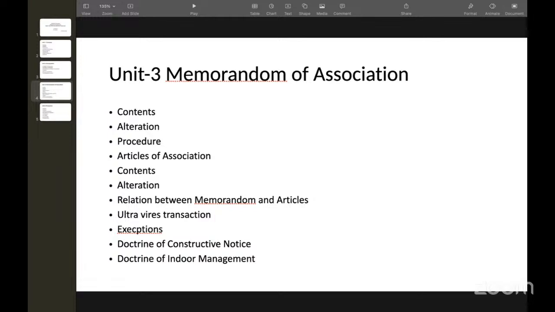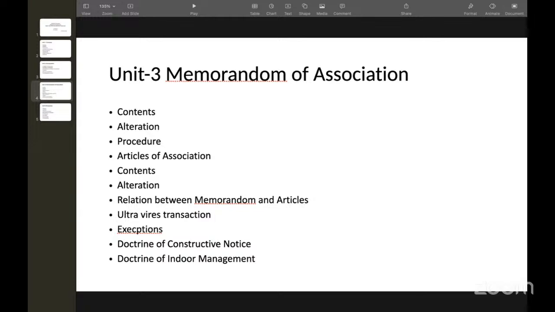Detailed procedure for alteration, that is, first is board meeting. The directors convene a meeting to discuss the proposed change and approve it. Special resolution. The resolution is placed before the shareholders in a general meeting. A special resolution, that is required approval of at least 75% of members, is needed. Next is approval from authorities. Changes to certain clauses like the object clause may require approval from regulatory bodies. For example, SEBI for listed companies.